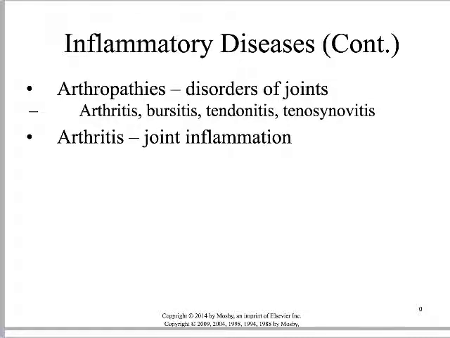Arthropathies? I don't know. Okay. Arthropathies, all right, is the big umbrella term. It's any kind of disorder of the joint. So things like arthritis, bursitis, tendonitis... I can't even say that one. I've totally blundered my way through this. Just know that that's the umbrella term.